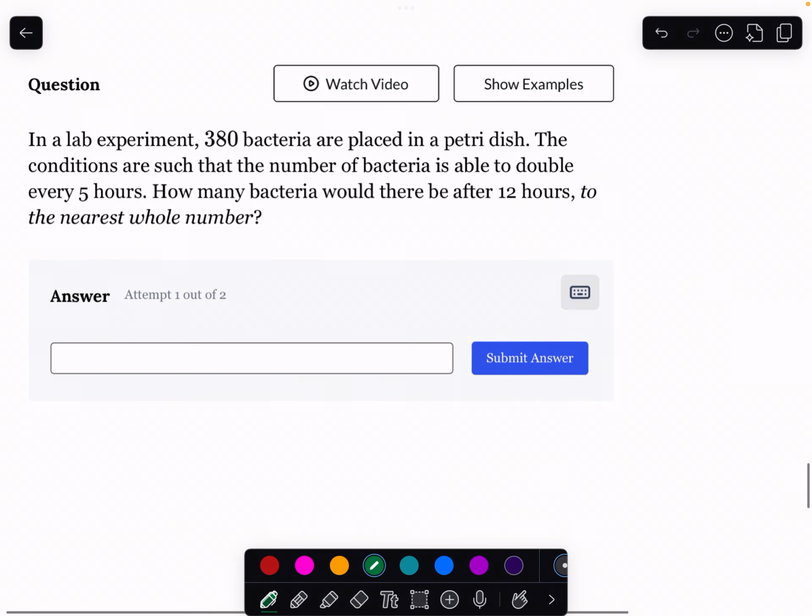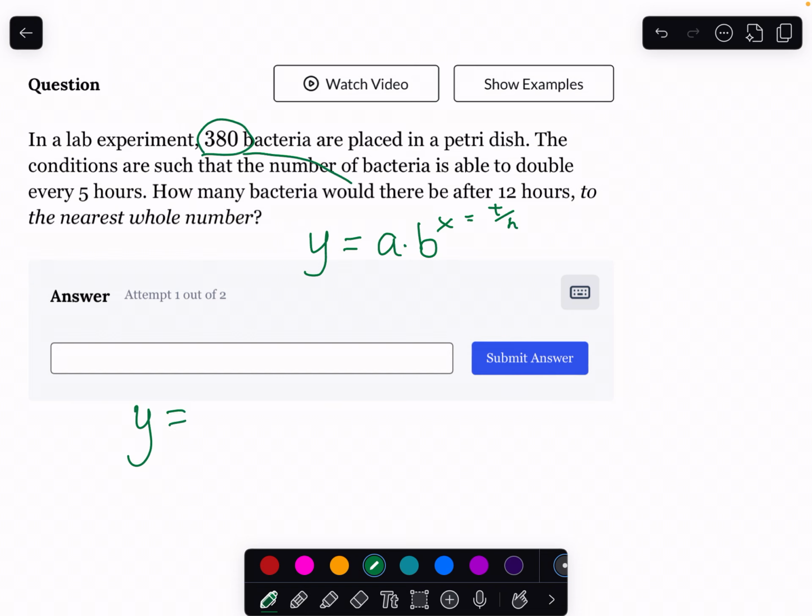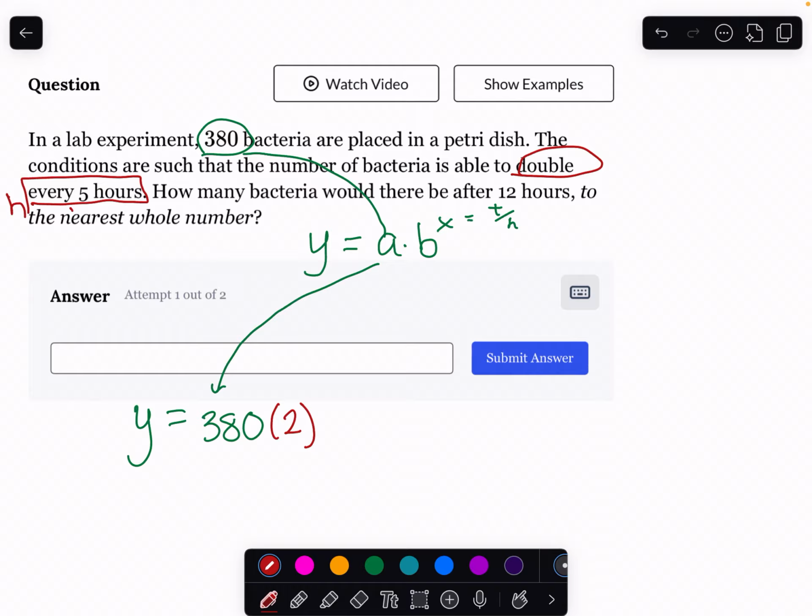So the equation again is y is equal to a times b to the x. But the x was really t over h. So we're going to put y equals, so here's our bacteria. That's the starting amount. That's our a. So I'm going to put that right here, 380. Placed in Petri dish such that the number of bacteria is doubled. So here's where it says double, which means I'm going to put a 2 right here. When it says every, that's what goes for the h. So that's going to be divided by 5.